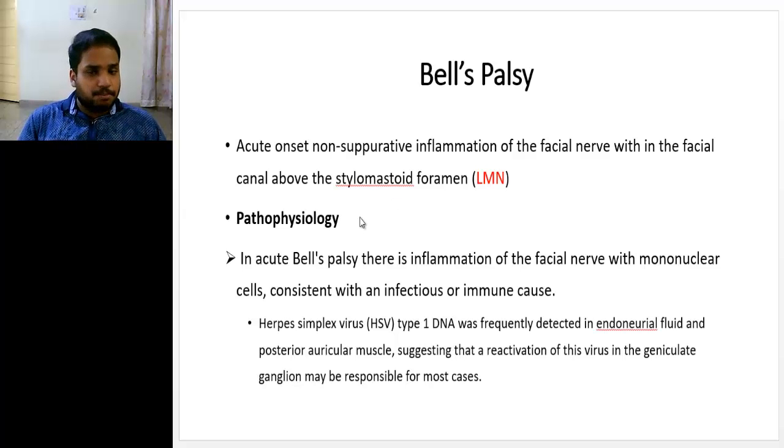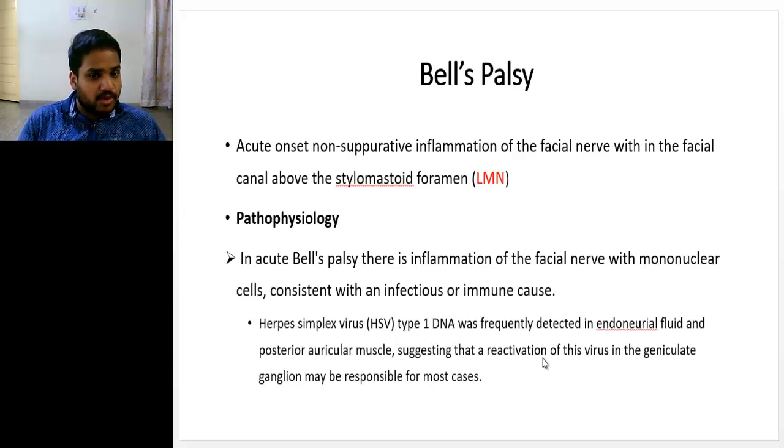Right. So what is the basic pathophysiology behind Bell's palsy? In case of acute Bell's palsy, there is inflammation of the facial nerve with mononuclear cells, that is lymphocytes and monocytes. So it is thought to be due to an infectious or an immune cause. And you know, the herpes simplex virus type 1 DNA was frequently detected in the endoneural fluid as well as the posterior auricular muscle. And this suggests that there would be a reactivation of this virus, in case of herpes infection, right?